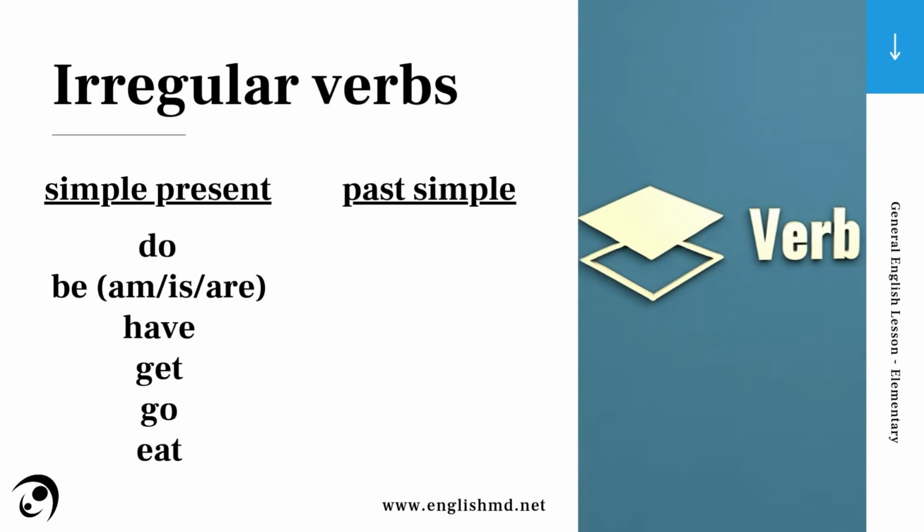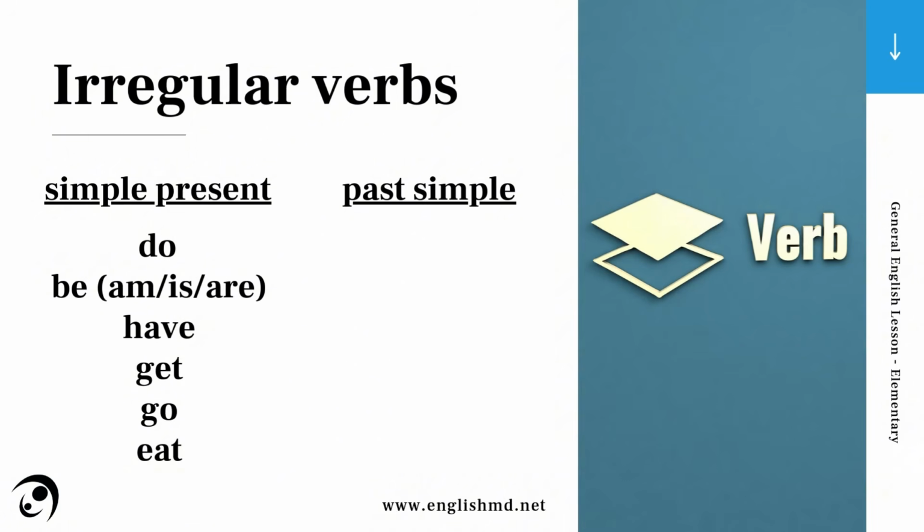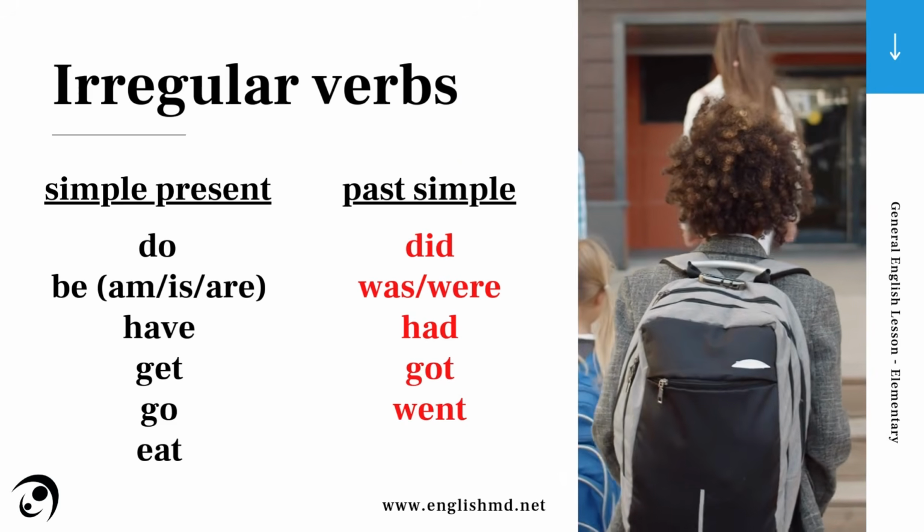Now we will review some common irregular verbs and their past simple form. Remember that the past simple form of an irregular verb cannot be made by adding d or ed. Instead, we change the spelling or pronunciation. The past simple of do is did. The past simple of be is was or were. Have, had. Get, got. Go, went.